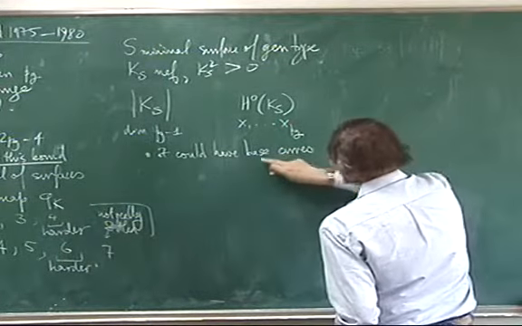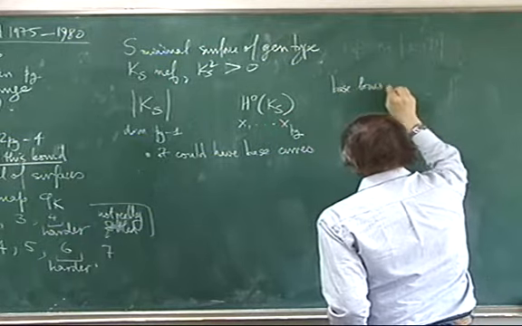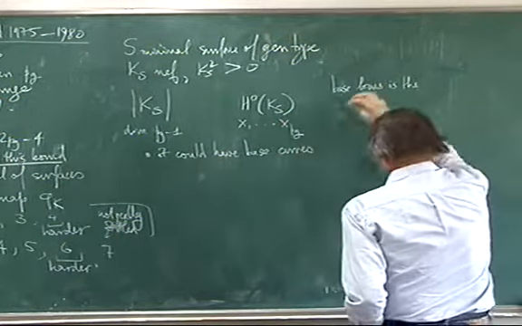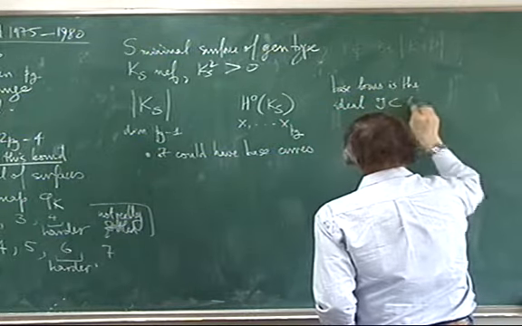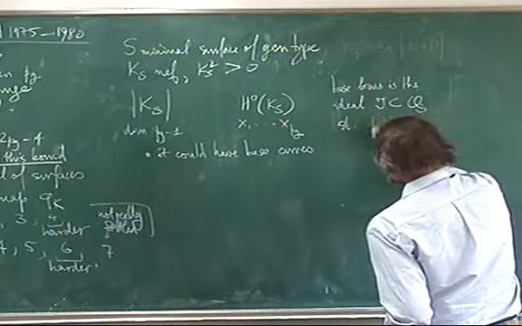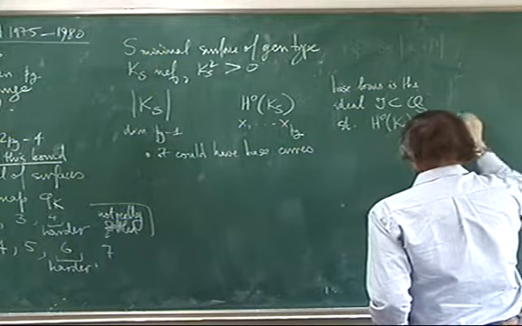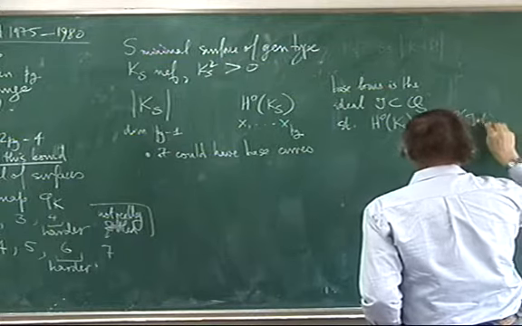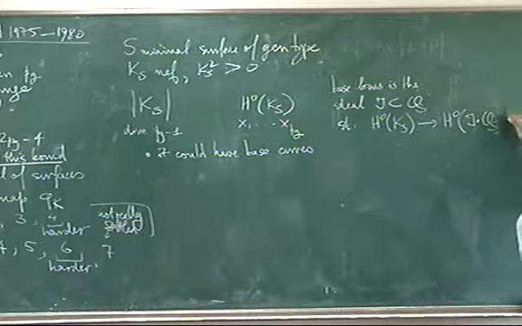And so I can ask the base locus. It's really the ideal I in O_S such that H0 of K_S maps to H0 of I times O_S, O_S of K_X.